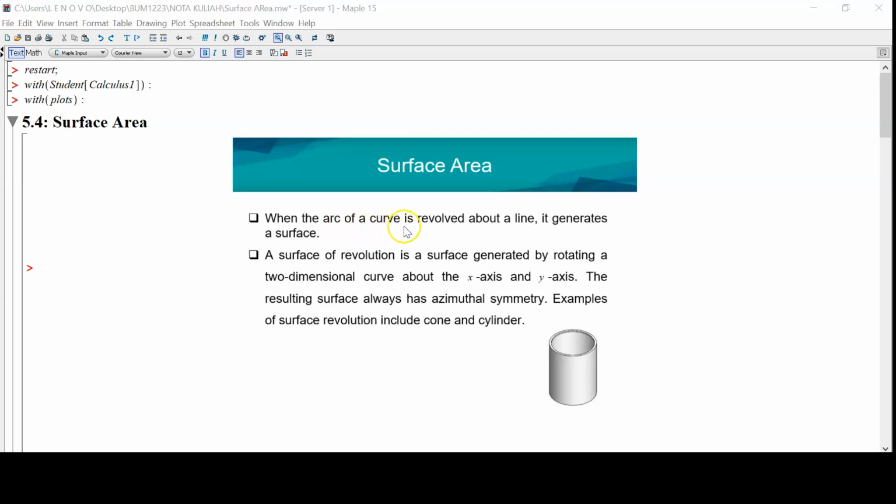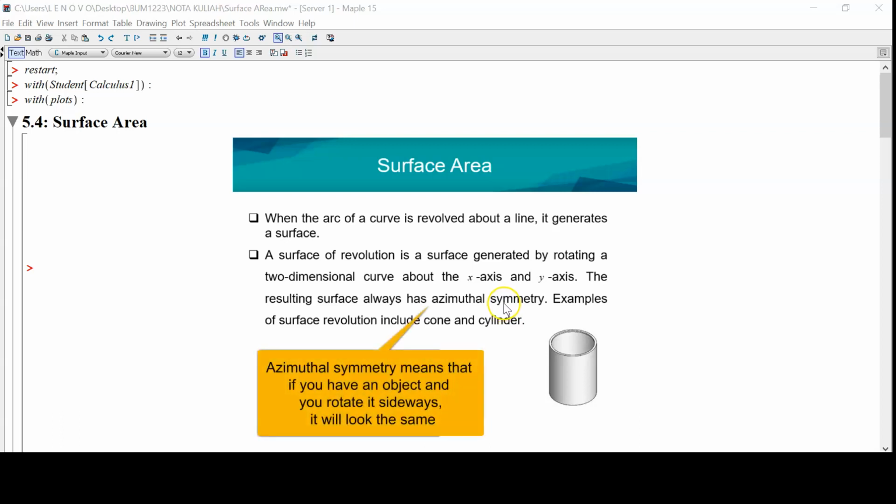When the arc of a curve is revolved about a line, it generates a surface. A surface of revolution is a surface generated by rotating a two-dimensional curve about the x-axis or y-axis. The resulting surface always has azimuthal symmetry. Examples of surfaces of revolution include the cone and cylinder. Azimuthal symmetry means that when you revolve the curve, it will give you the same pattern.